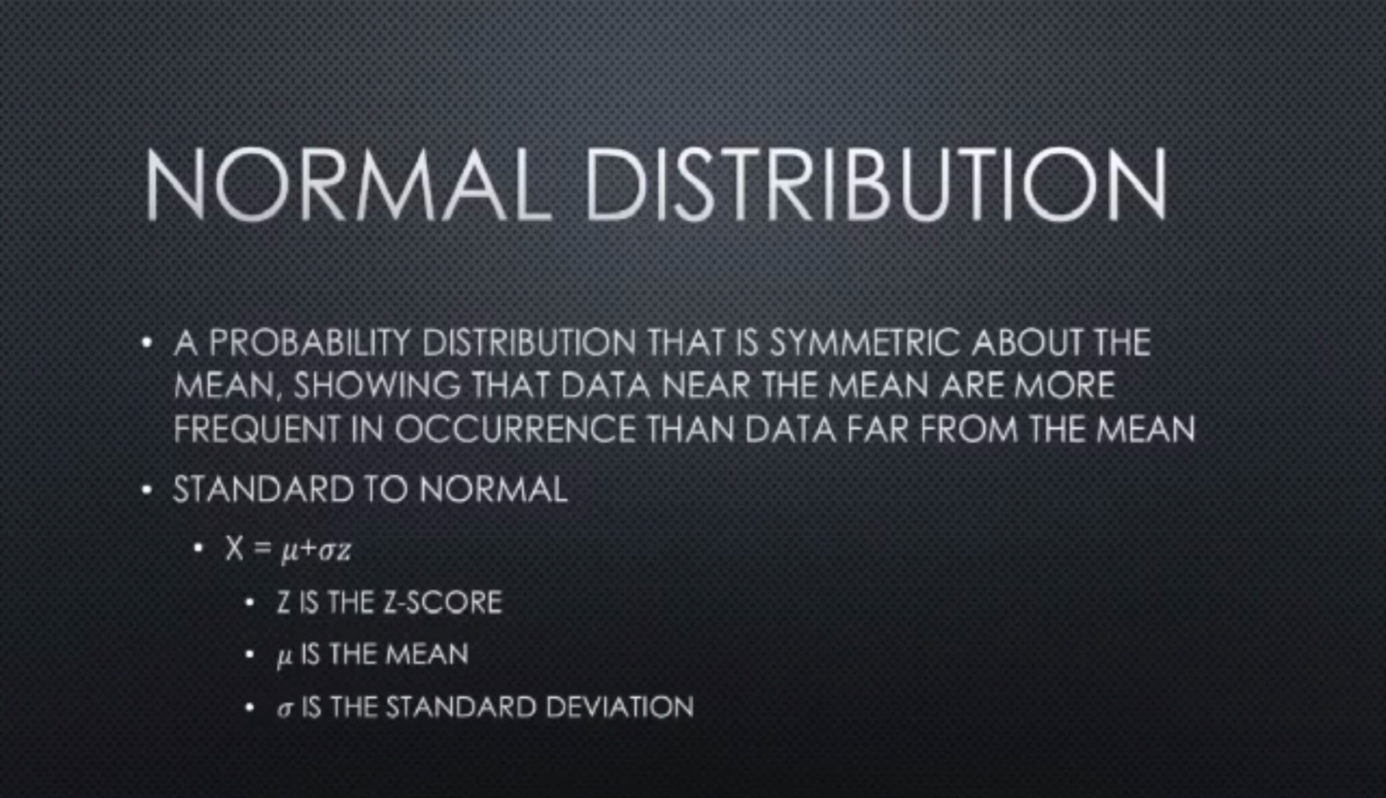A normal distribution is a probability distribution that is symmetric about the mean, showing that data near the mean are more frequent in occurrence than data far from the mean. The standard to normal formula is the mean plus the standard deviation multiplied by the z-score.